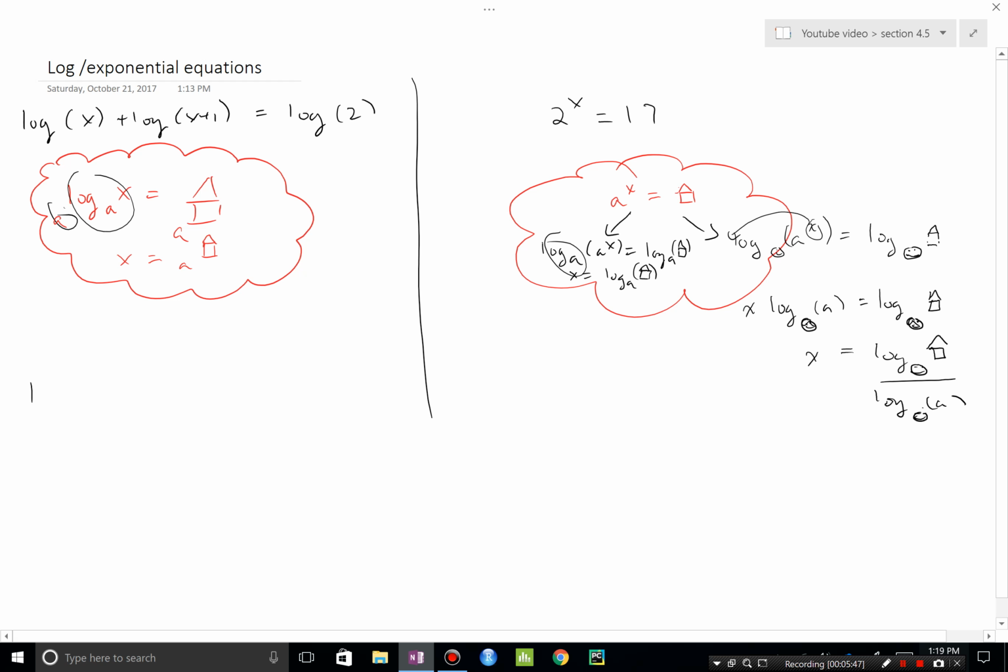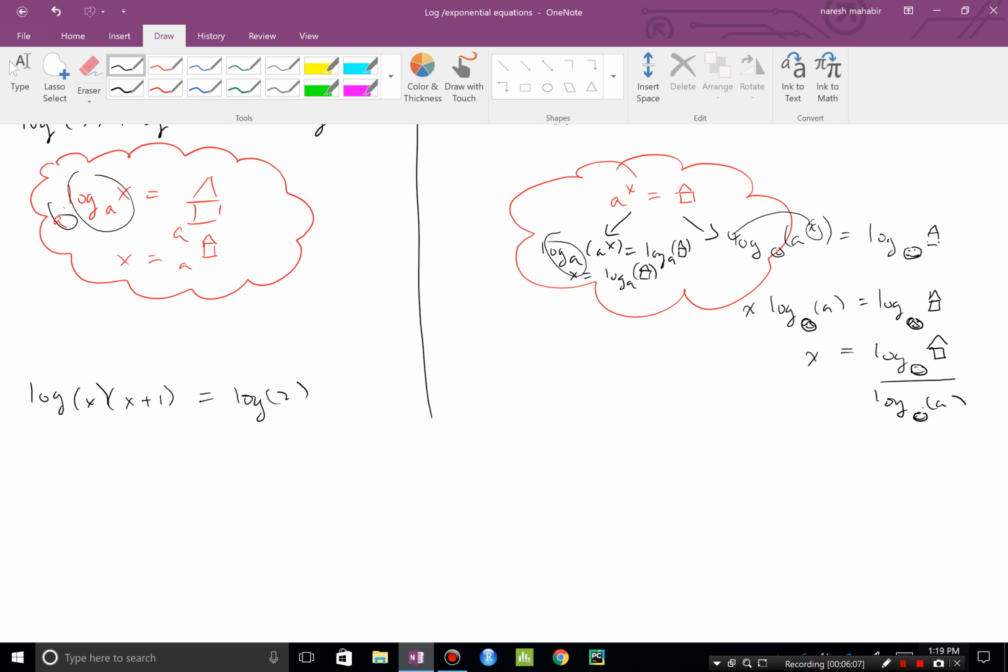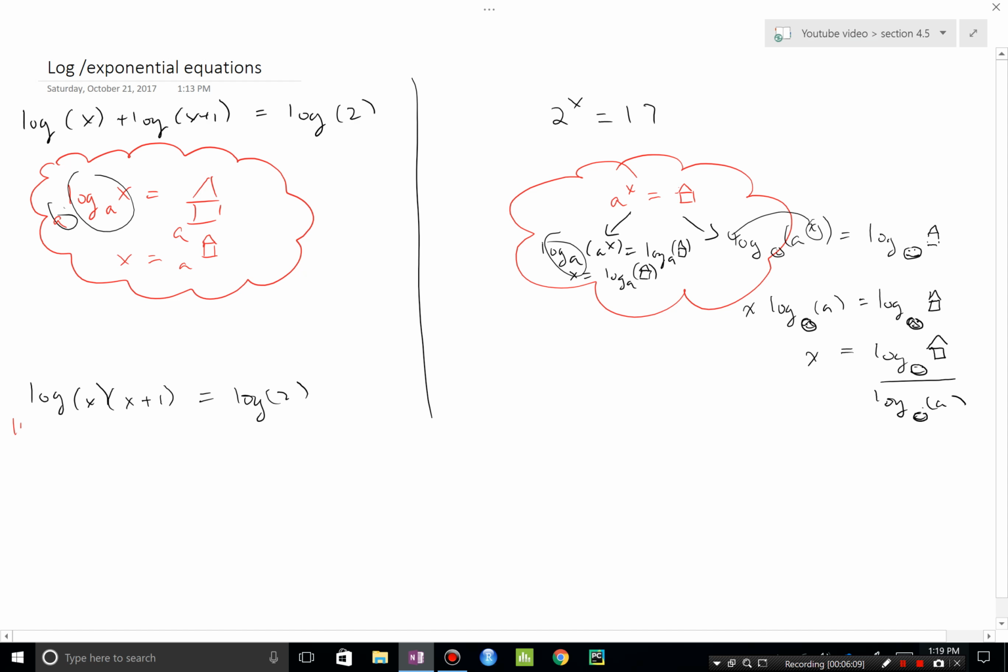First things first, I'm going to consolidate the logs. All the logs must be on one side in order to use this log property. Boom, done. Same base, so therefore we multiply the arguments. All right, it makes life a little wonderful. Now let's base 10 both sides. Why am I going to base 10 both sides? Because I recognize the base is 10 on everything. Yay. This will undo that log, so I get x times x plus 1. This just gives me 2.